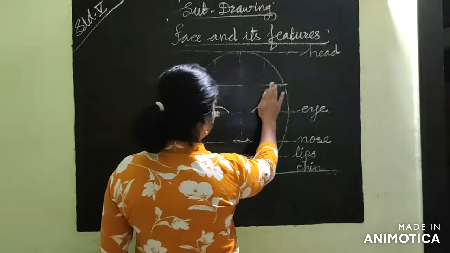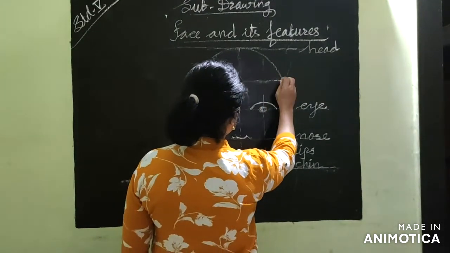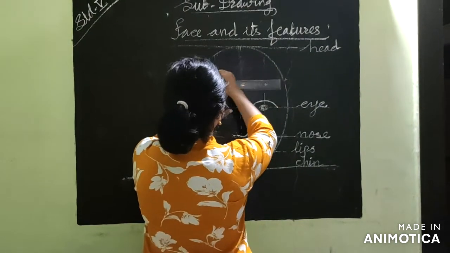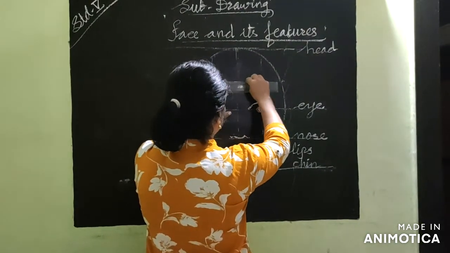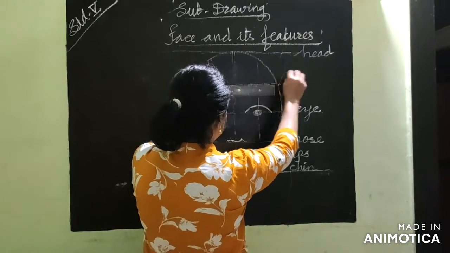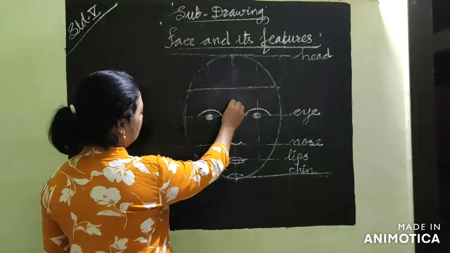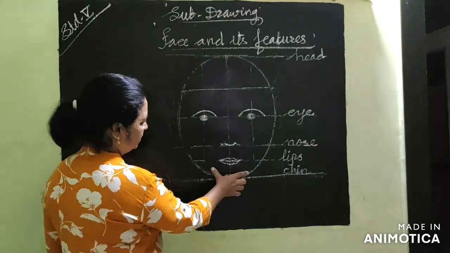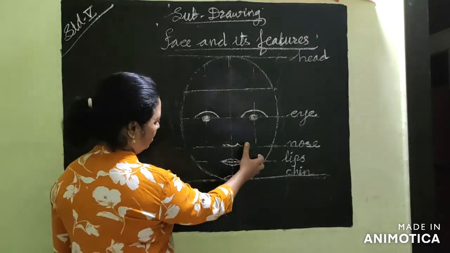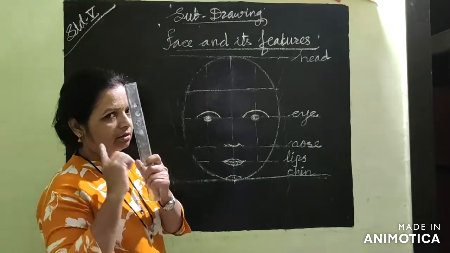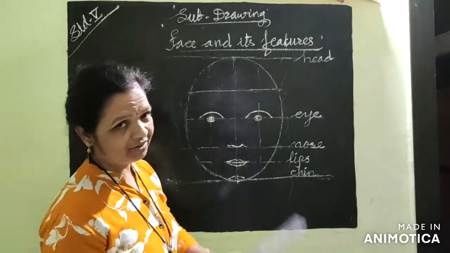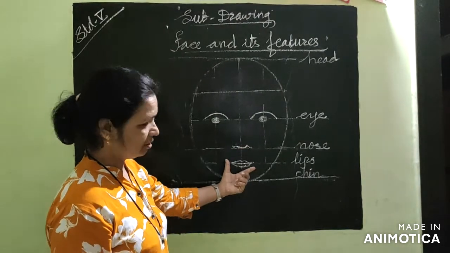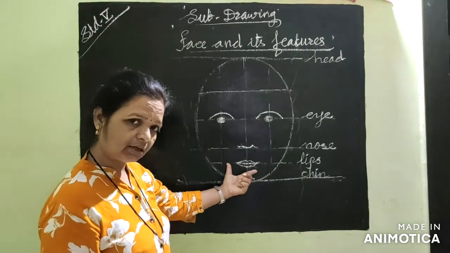Very simple it is. When I use my scale, right? It's better. In this way, this is the middle line. It divides the face into half and half, two equal portions. Our face is symmetrical. So this front face is always symmetrical.